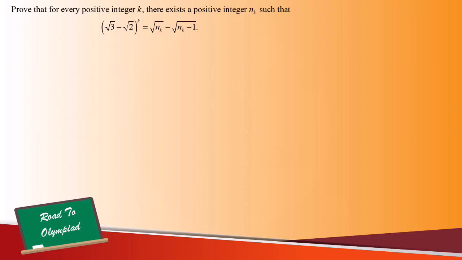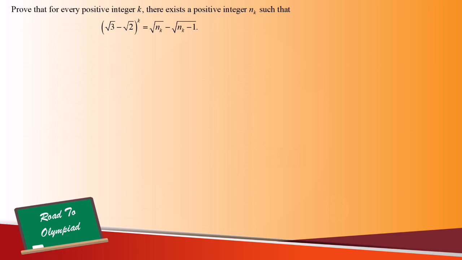Welcome to RTO. Consider the following problem. Prove that for every positive integer k, there exists a positive integer n_k, such that (√3 − √2)^k = √n_k − √(n_k − 1).